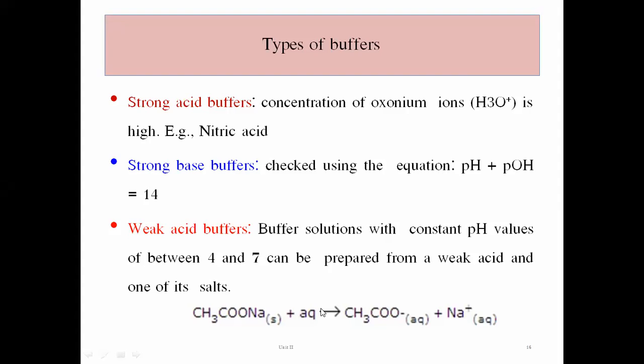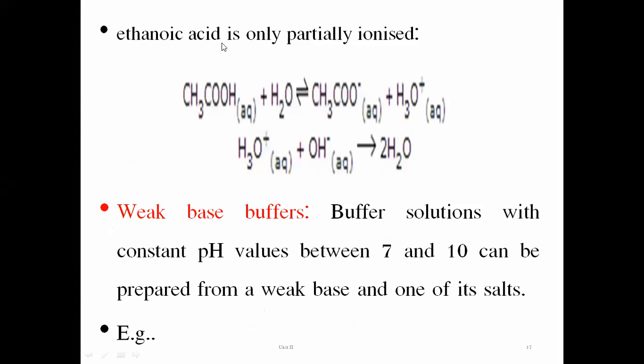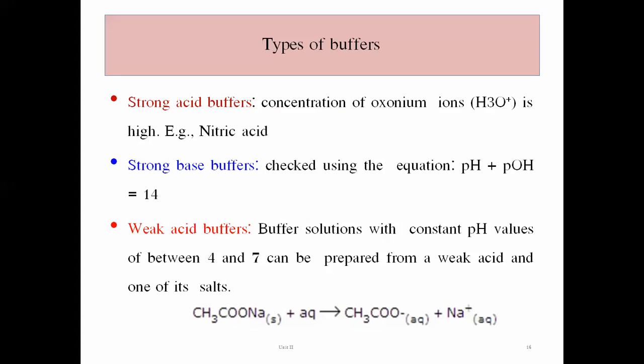acid and its salt. So when we are going to prepare a salt of weak acid, that is sodium acetate in aqueous solution, after dissociation it will give acetate ion and a sodium ion. Then acetic acid is only partially ionized. So it is basically a mixture of acetic acid and its salt, that is sodium acetate. So this is actually an example of weak acid buffer.